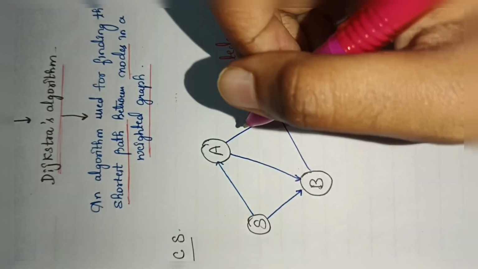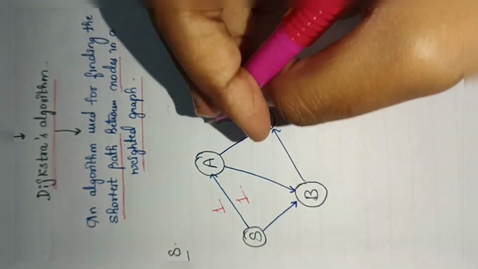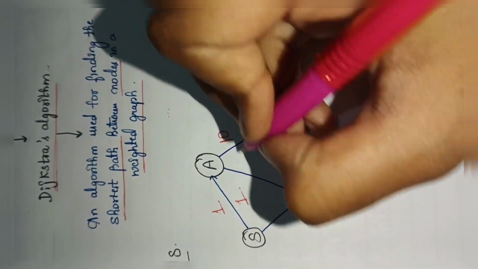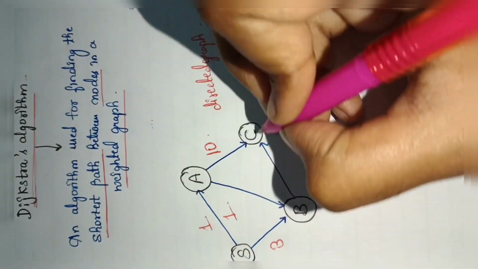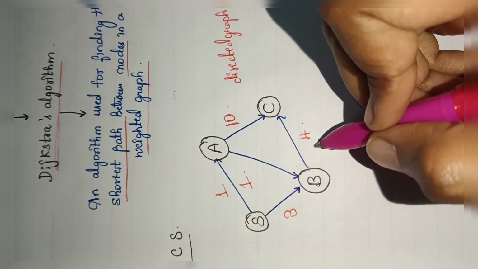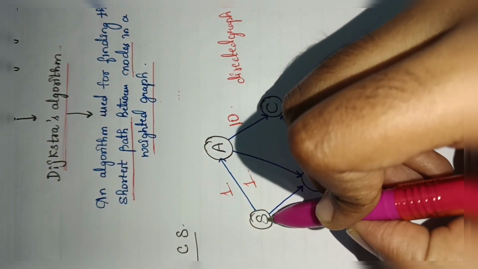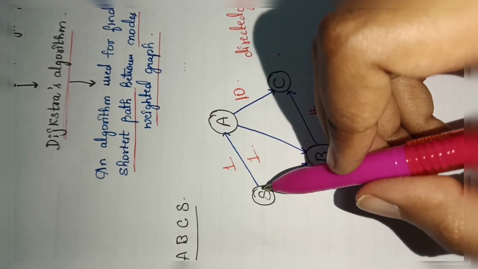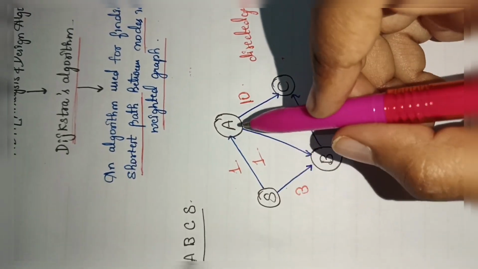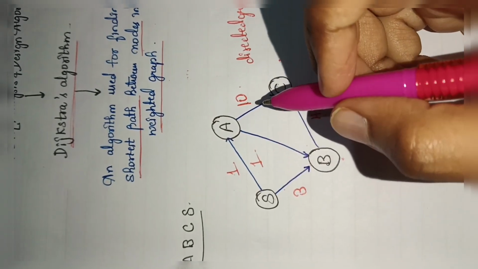So let's write its weights. Here it is 1, 1, 10, and here it is 3 and 4. So these are the weights, and this is a directed graph. Here A, B, C, S are basically the nodes.